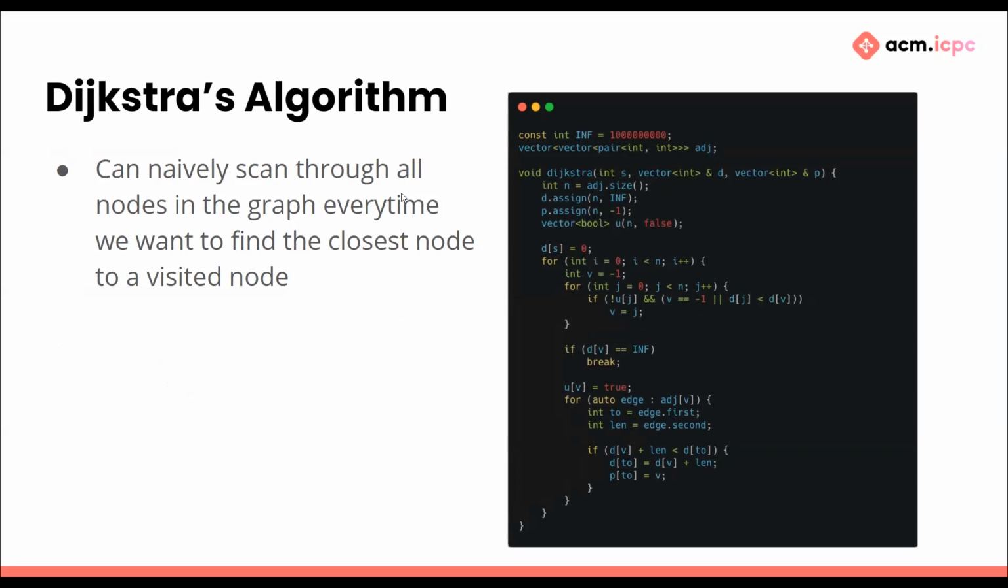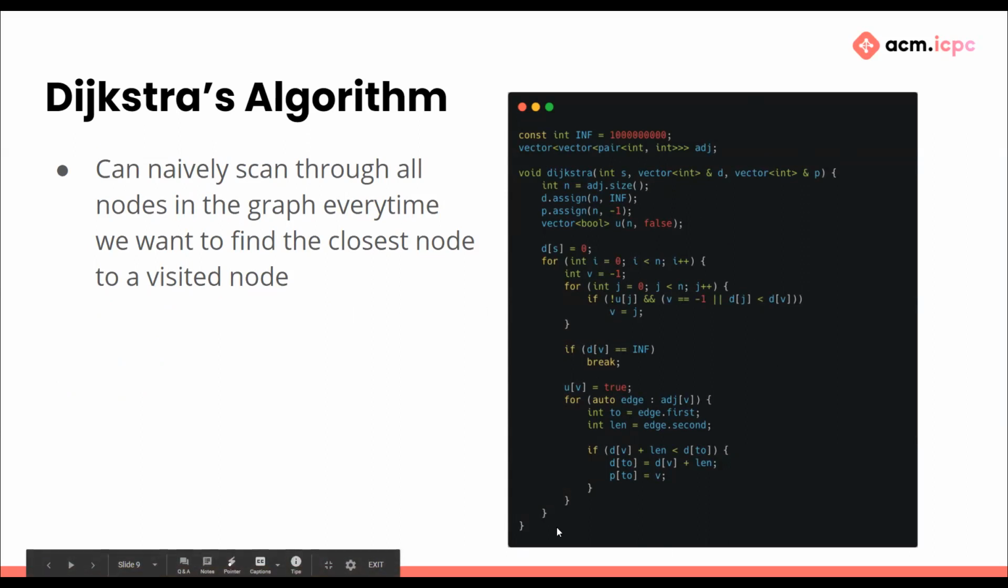Okay. So there are multiple ways to implement this algorithm. For the first step, we want to find the closest node to a visited node. The easiest way we can do this is to scan through every single node and then just find the closest one. So on the right side here, you can see the code for this naive approach.